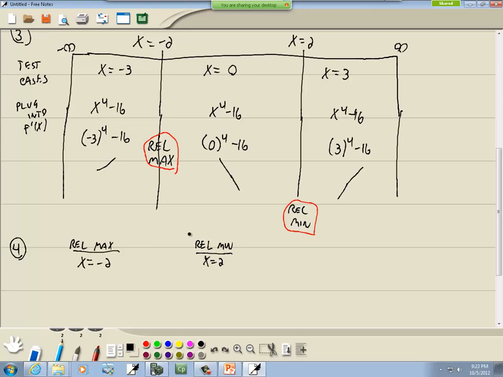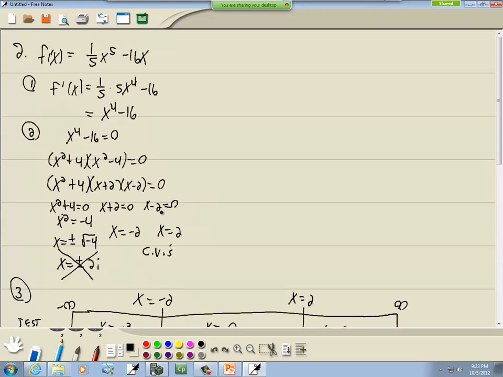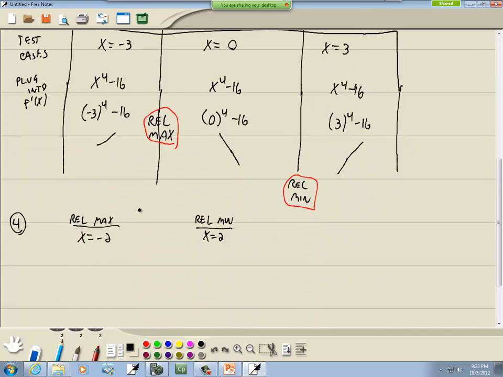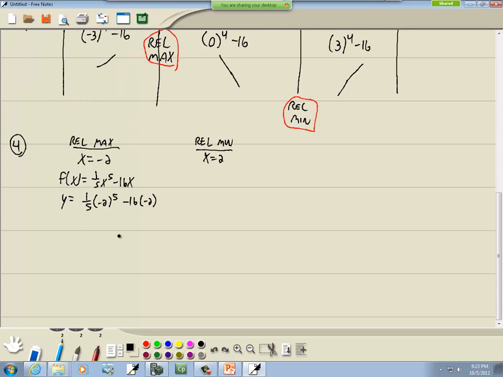Step 4 is to plug these values back into your original function. 1/5 x to the fifth minus 16x. Okay. We're doing that so we can find y. So I got 1/5 times negative 2 to the 5th power minus 16 times negative 2. Okay, so I got negative 2 to the 5th. That gives me negative 32 over 5.